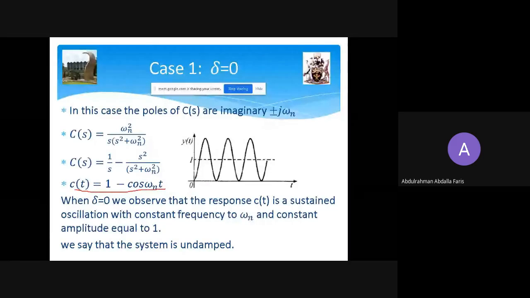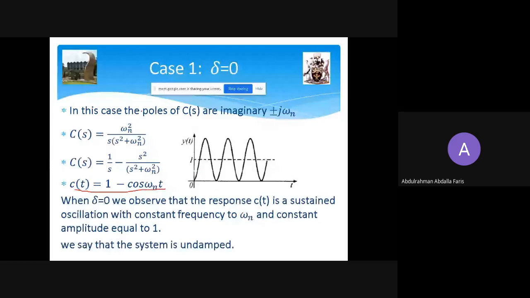Because we can see here, this is our input one, and this is output. So the output is oscillating around the input, and remember, this is also the one we desire, one. So this system cannot work. So whenever you have delta equal to 0, just know that we'll have oscillation with a constant frequency of omega n, and these oscillations are sustained, and the system is called undamped system.